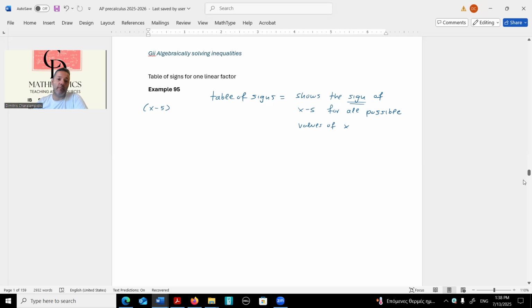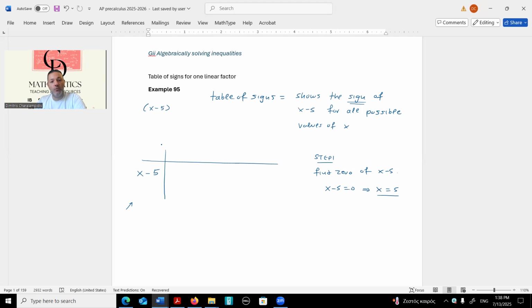How is this table being formatted? First of all, it should be a table, so it should look like that. On this section, I'm going to put my expression, x minus 5. The first step would be to find the 0 of x minus 5. This means find the value of x for which x minus 5 is equal to 0. So x minus 5 equals 0. This means that x equals 5.